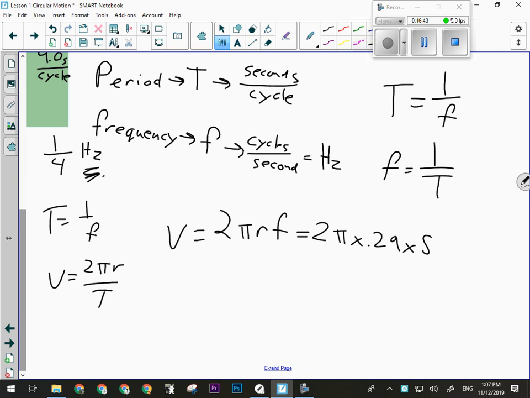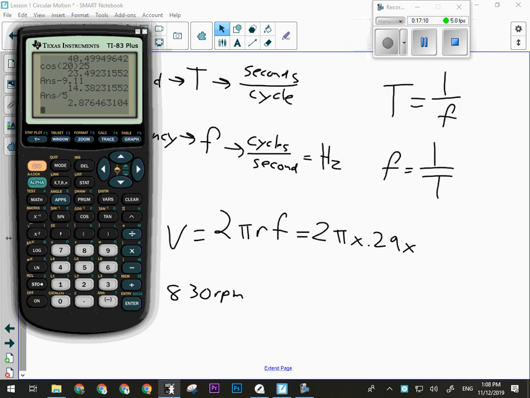Now, here's the problem. This 0.29 is in meters, and my frequency is in revolutions per minute. So I'll get a speed that's in meters per minute. Is that something we typically use? What should I do to this 830 RPMs to get it into rotations per second? Divide by 60. So I'm going to do that as well. So 830.